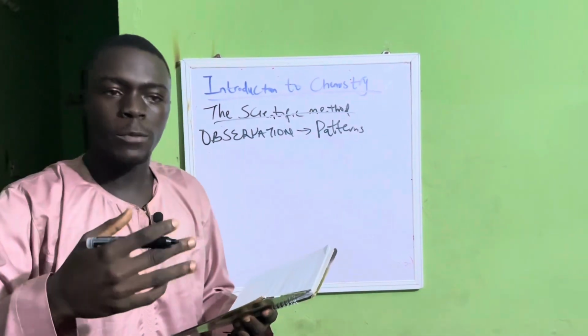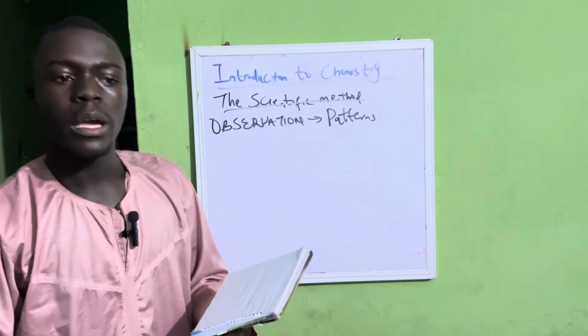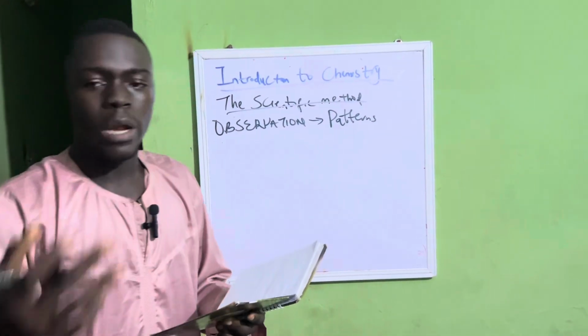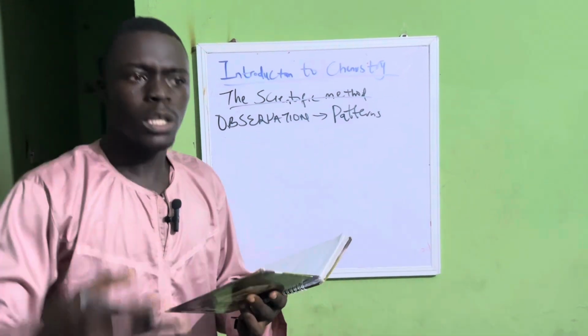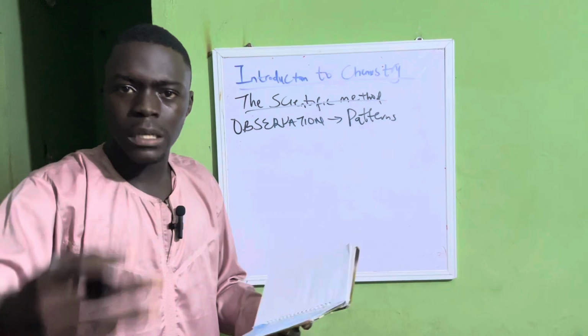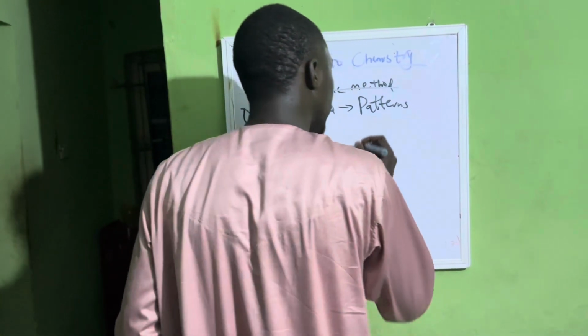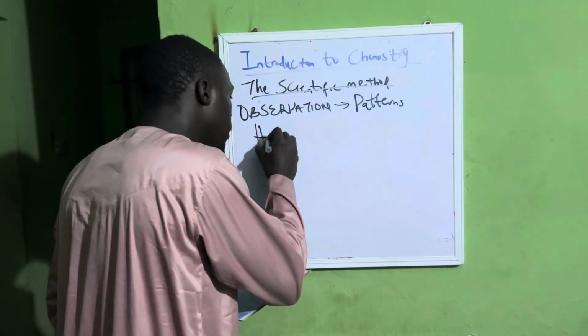You perform the experiment the first time, it gives you a right hand side result. You do it the second time, it gives you a right hand side the second time, the third time same thing, the fourth time same thing. So you've noticed the patterns. So the next thing you do is you write a hypothesis about it.